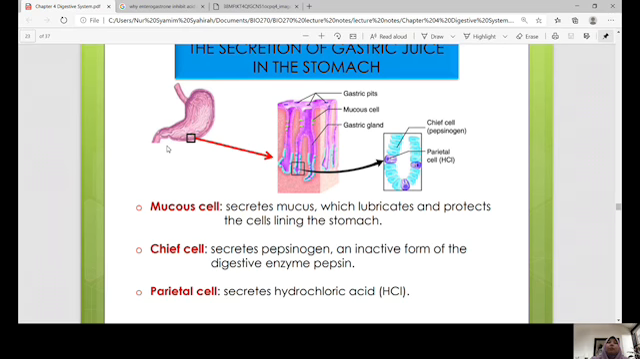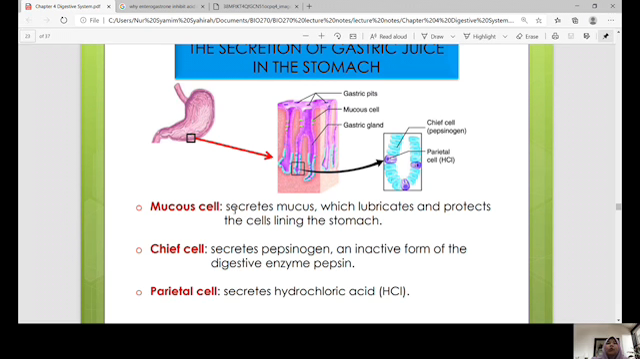So this is your stomach. When we zoom in, this is the structure of the stomach lining. We can see here there is a mucus cell. The green color is the mucus cell, and we have the gastric glands. When we zoom in, these are the cells. We have the chief cell, which is the pepsinogen cell, and the parietal cell.